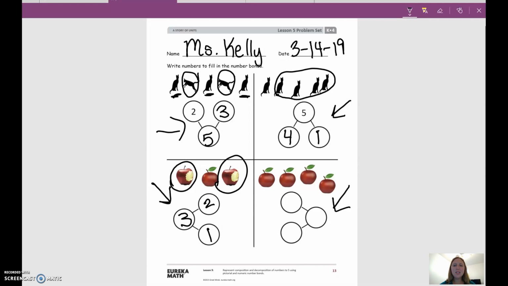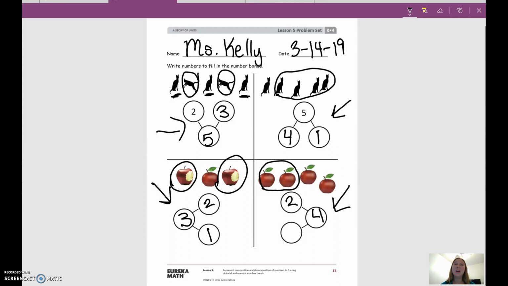How many apples do we see all together? I see 4, so I'm going to put 4 in my whole. How many apples, let's see, could I put in each part? Well, I'm just going to separate again. Let's make 2 groups with a circle. Some apples are circled, some apples are not. How many apples are circled? 2. So we're going to put 2 in 1 part.